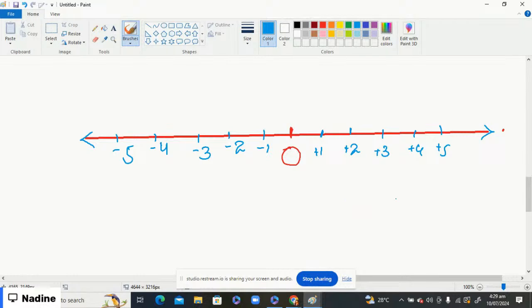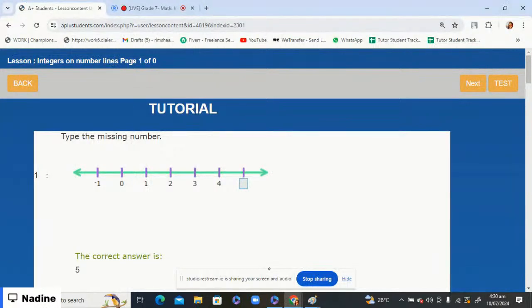Okay, this is basically a number line. In the middle you are going to put 0, and on the right side you are going to put all the positive numbers. What does it mean? It means that positive integers lie on the right side of your number line. Now when we see the left side of the number line, here are some negative numbers. These negative numbers are called the negative integers. Okay, now let's check. They are saying to type the missing number.